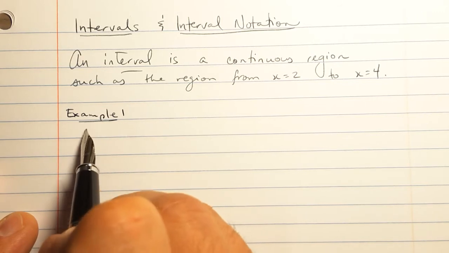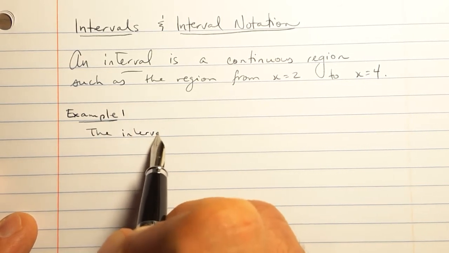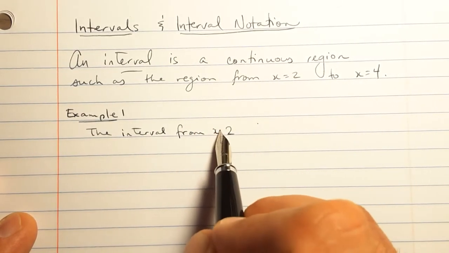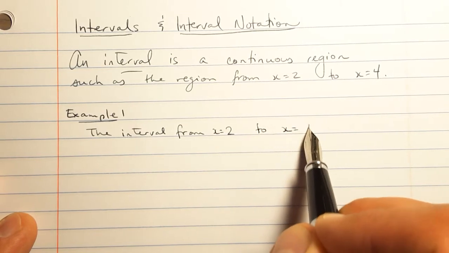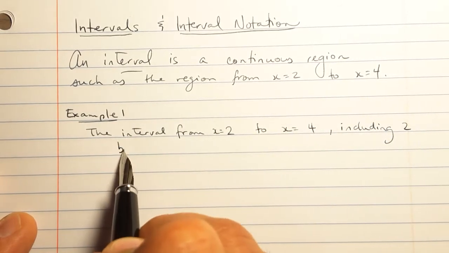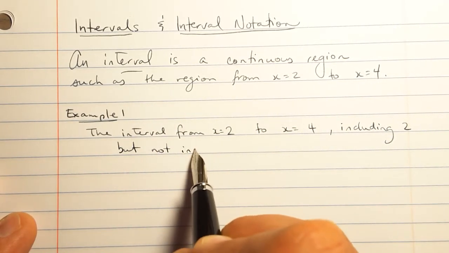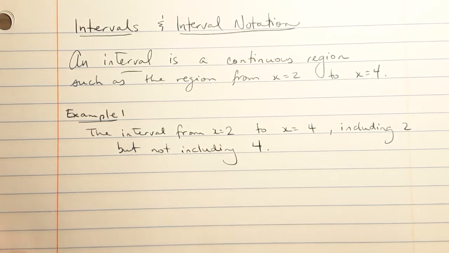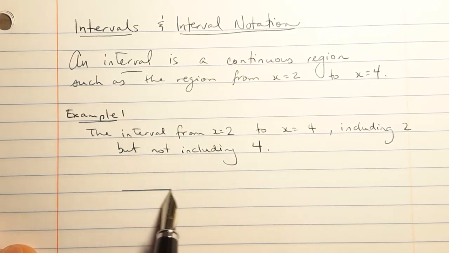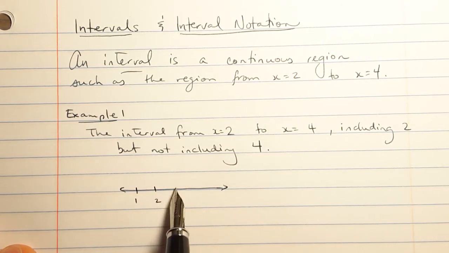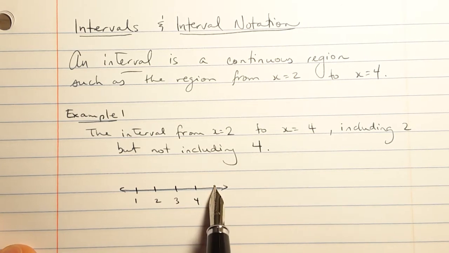Let's say we are talking about the interval from x equals 2 to x equals 4, including 2, but not including or excluding 4. So I don't want to include the value 4, but I do want to include 2. So maybe I'll just start by drawing a number line here. 1, 2, 3, 4, 5.